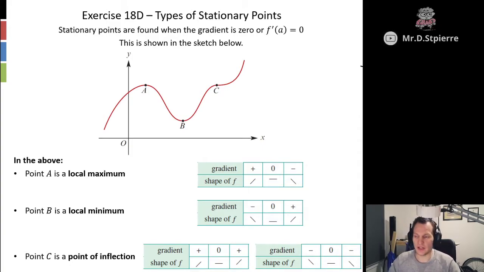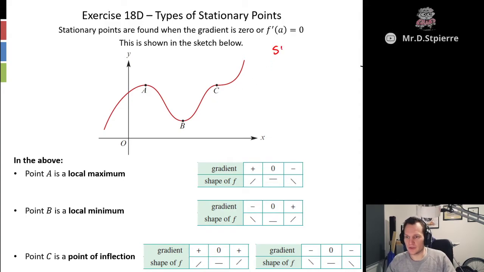The learning intention for today is to determine types of stationary points. The success criteria to help identify if we have been successful is whether, if we identify a stationary point, we can determine if it is a local minimum, local maximum, or a point of inflection. And then within a point of inflection, is it a positive or a negative point of inflection? So that's our goal. So let's have a look.